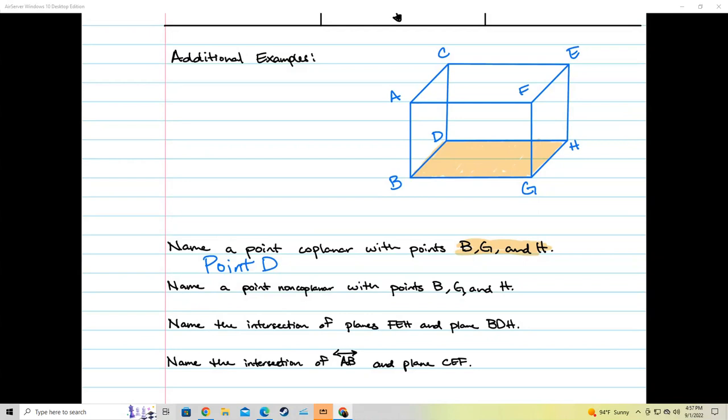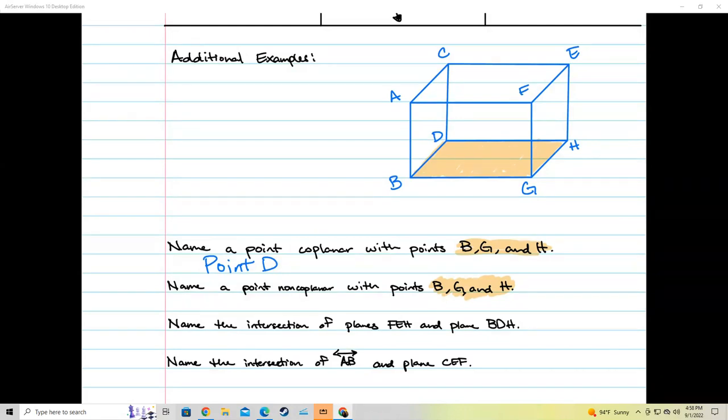Let's take a look at the next one. It says, name a point non-coplanar with B, G, and H. Well, I just did B, G, and H. I know B, G, and H is that bottom part of the box. But this time they want something to be non-coplanar, which means I don't want it to be on the same plane. So take 10 seconds and think, what point could I pick that's not part of that bottom region?